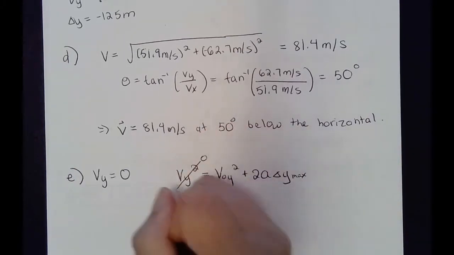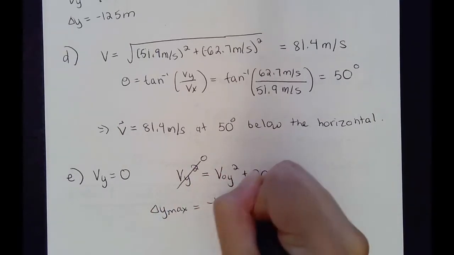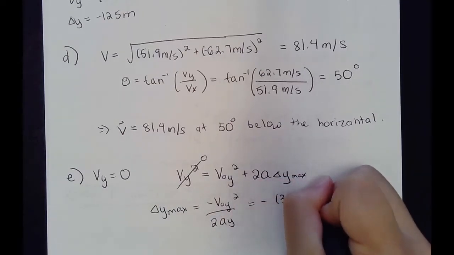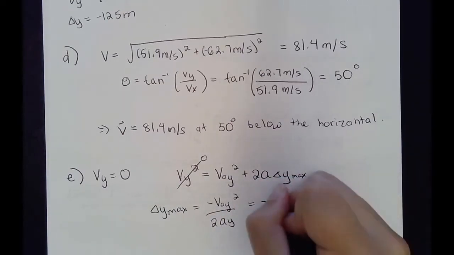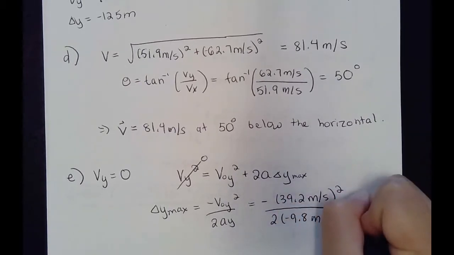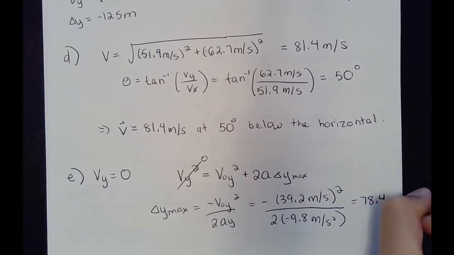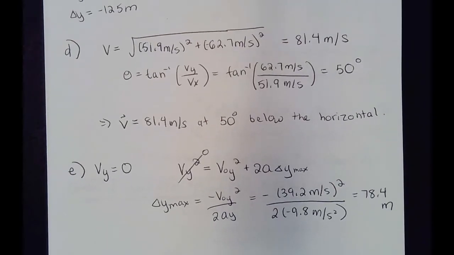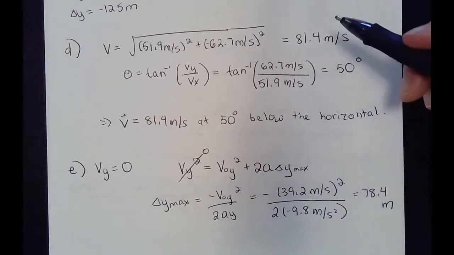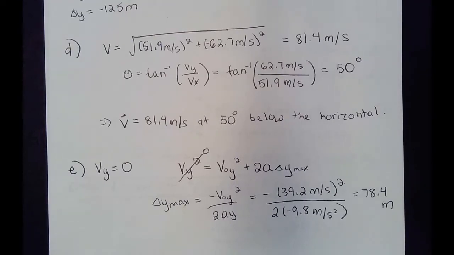Okay, so that's 0, and then delta y max is going to be negative V naught y squared over 2ay. So negative 39.2 meters per second squared over 2 times negative 9.8 meters per second squared, which gives me 78.4 meters for that maximum height above the cliff. Okay, so we've solved for just about everything you can solve for a projectile motion question like this, so have a look at that and let me know if you have any questions.